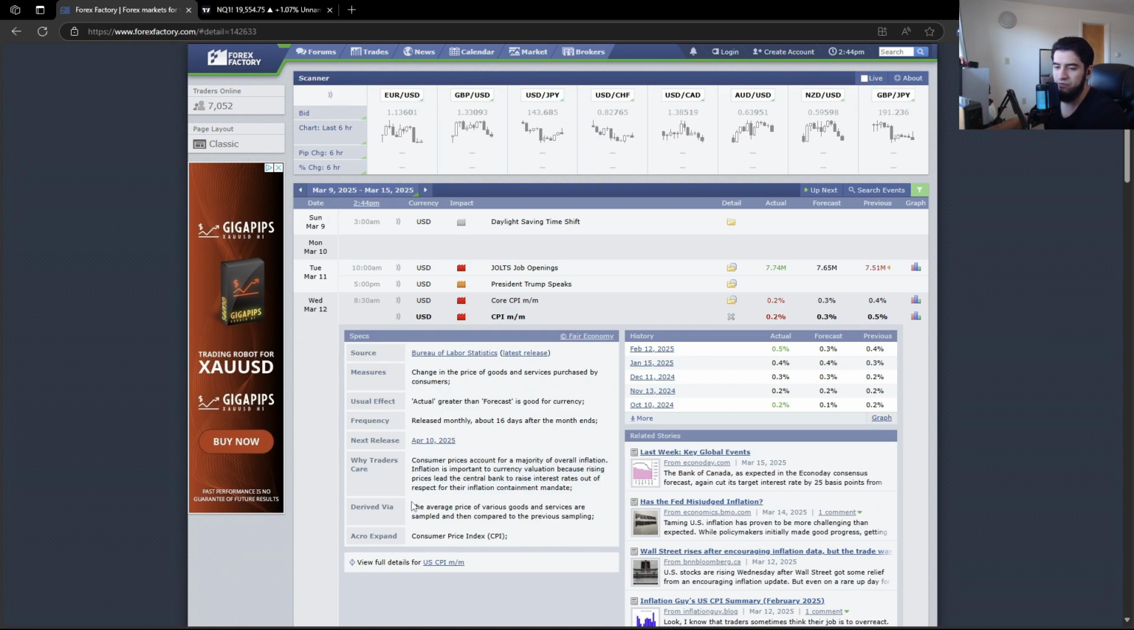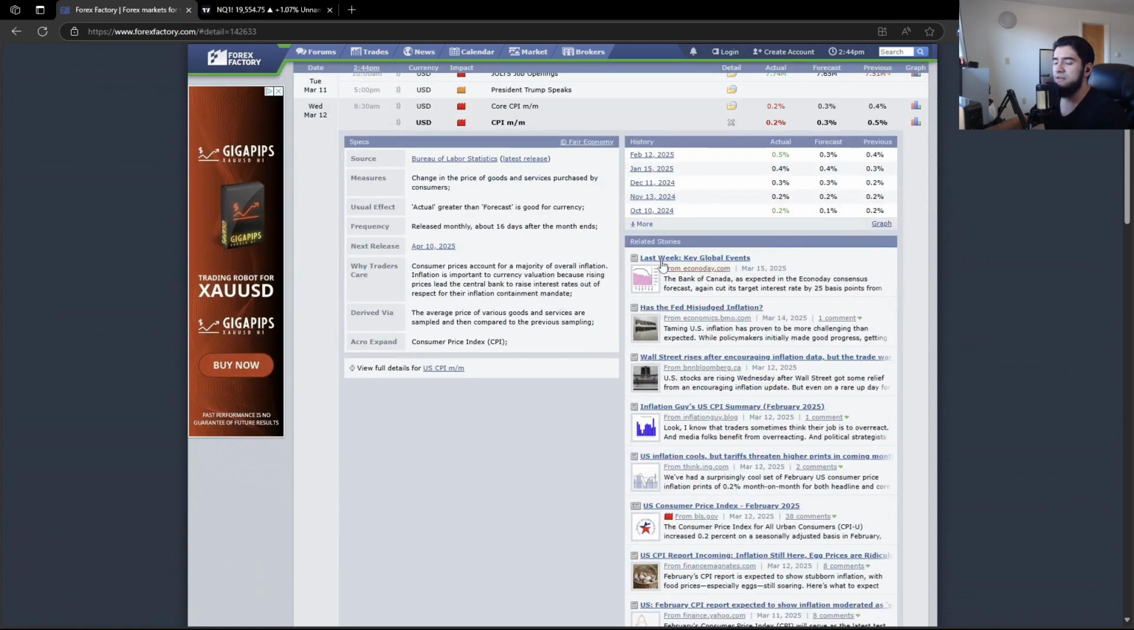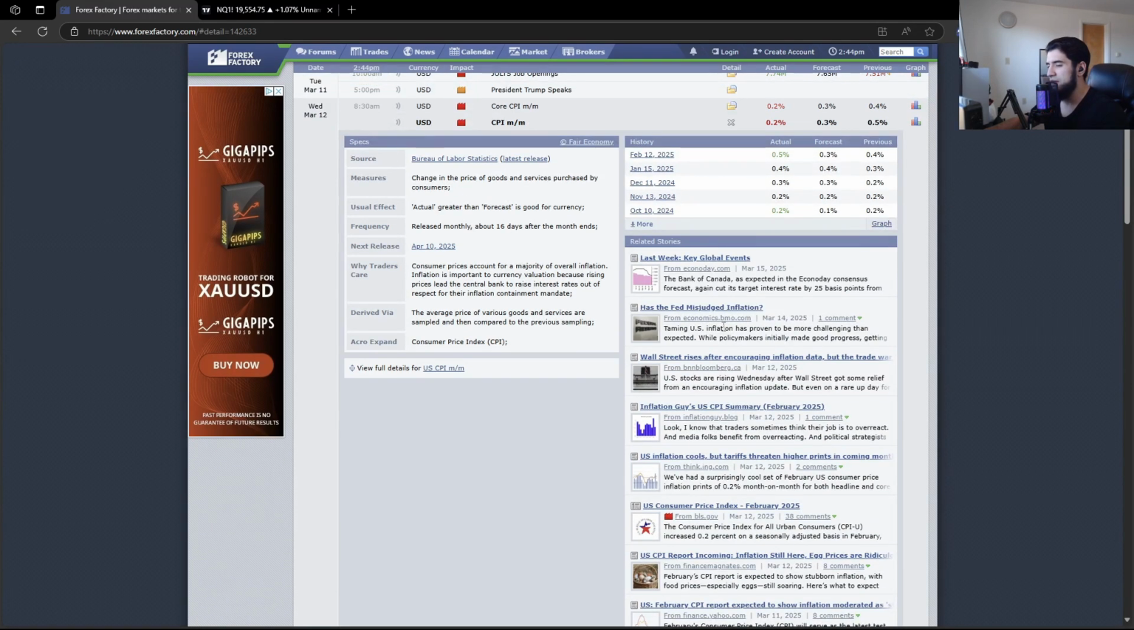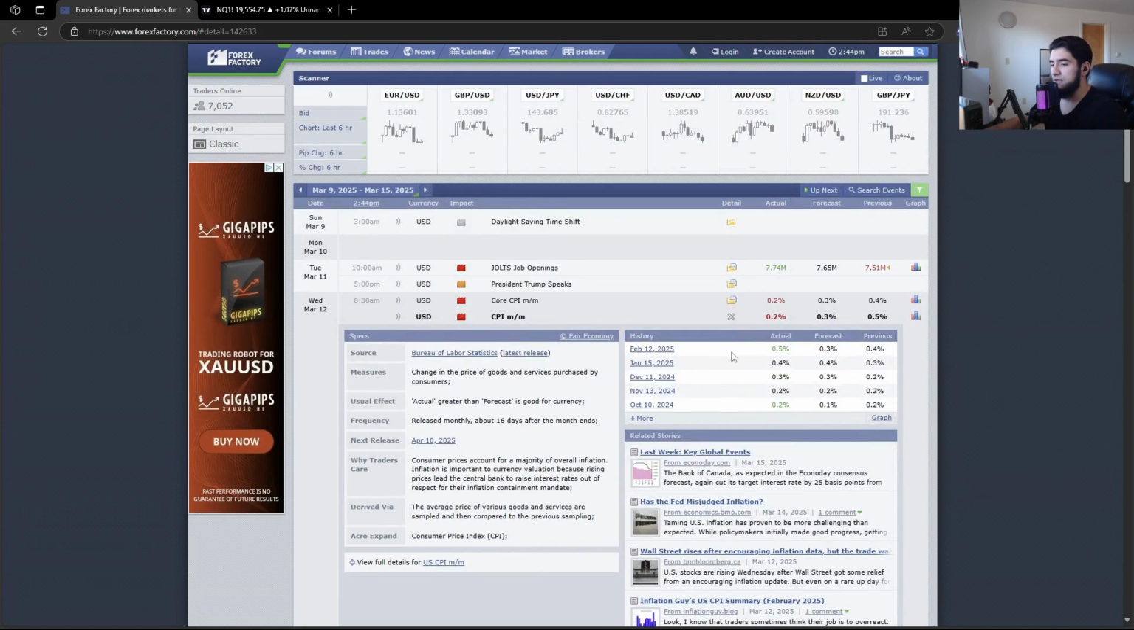You could read this yourself. But then you also have some related stories down here, for example other articles or news correlated to CPI. You could take a quick look at all of these other articles if you're more towards swing trading or fundamental analysis. But in terms of day trading, you don't really need to pay attention to much of this at all, just to have a general understanding of what it means. So this is pretty much all you would look at.